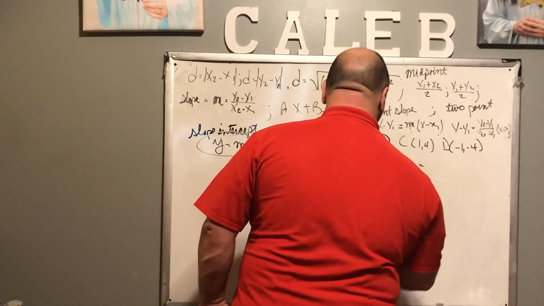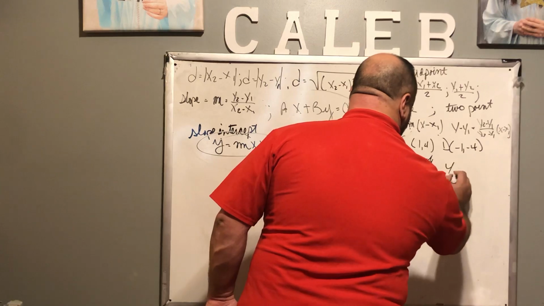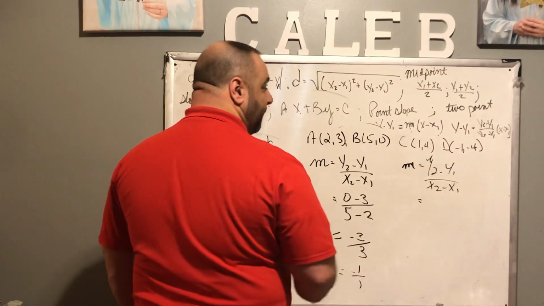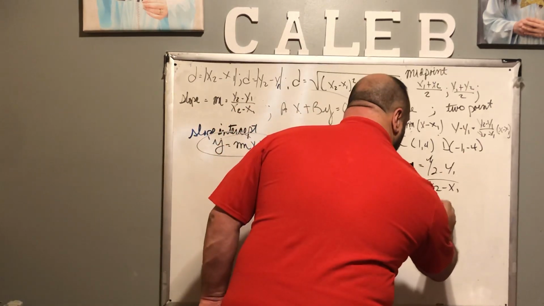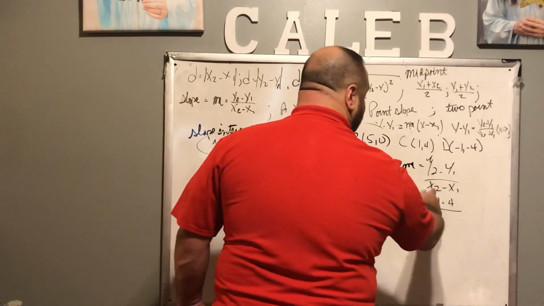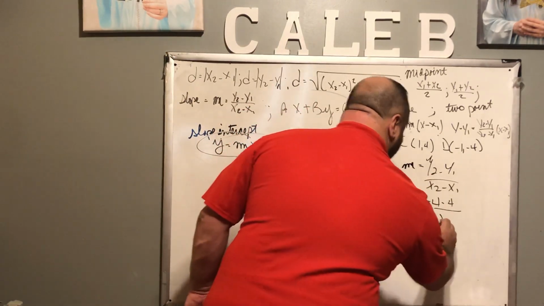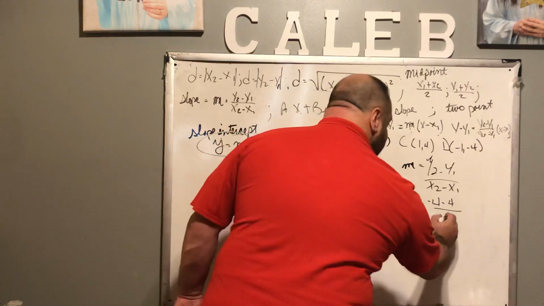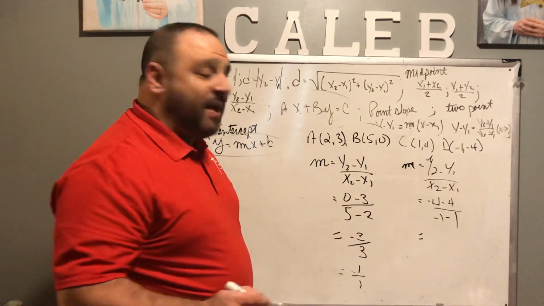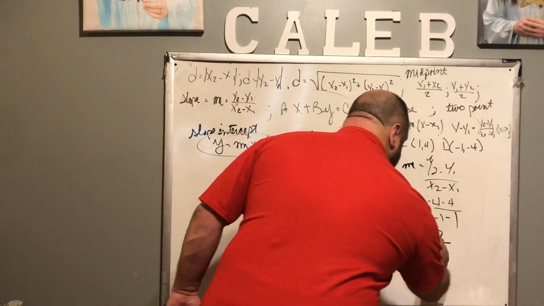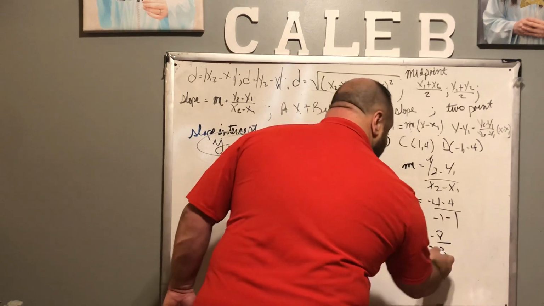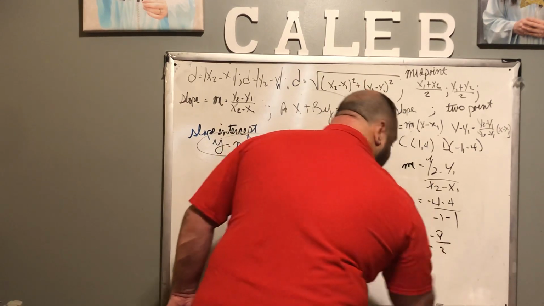So m equals y2 minus y1 over x2 minus x1. We're going to plug in here. y2 is negative 4 minus 4 over x2 minus x1, so negative 1 minus 1. Negative 4 minus 4 is negative 8. Negative 1 minus 1 is negative 2. If we reduce that, the answer would be 4 over 1.